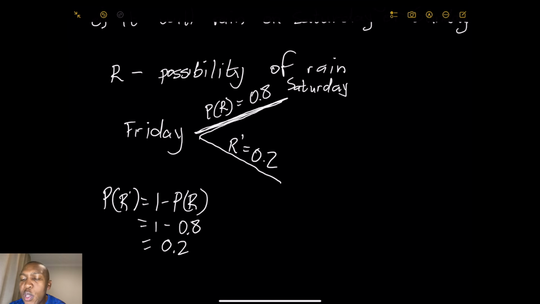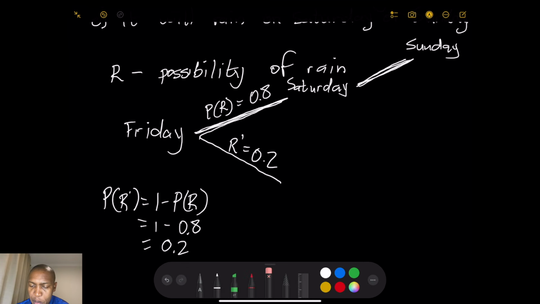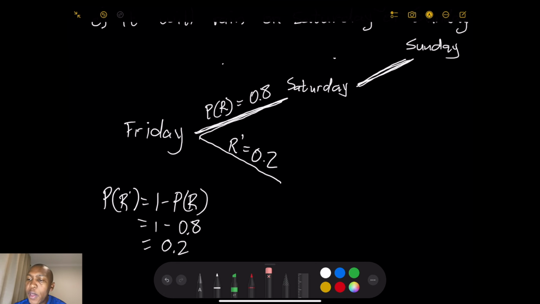Now, let's look at a Sunday, okay? Now, if it rains on a Saturday, what are the chances of it raining on a Sunday? So now we are looking at Sunday. Sorry that I made it all muddled up there. Maybe let me just remove this for now. Okay, so let's look at a Sunday. If it rains on a Saturday, we said that's 0.8. If it rains on a Saturday, what are the chances of it raining on a Sunday? So again, that would be 0.8, isn't it?